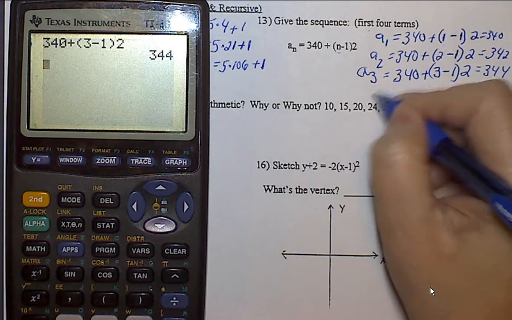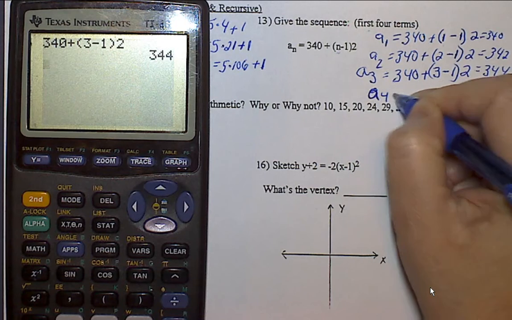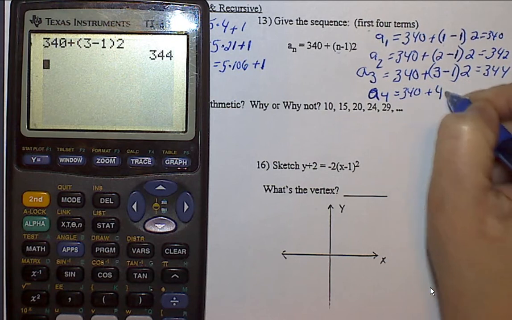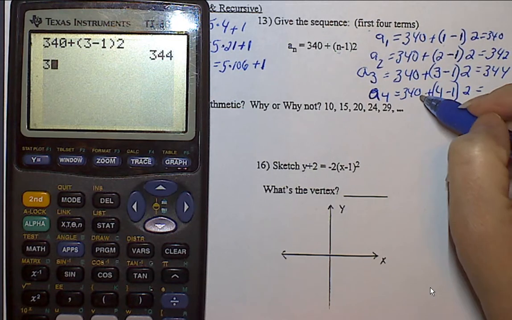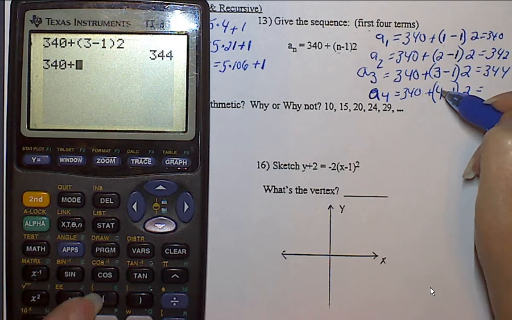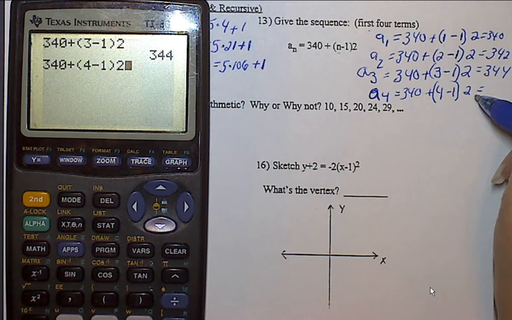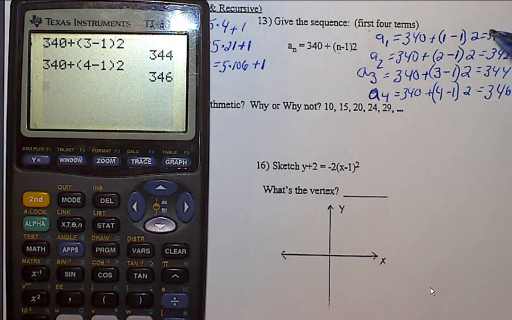And the last term that it asks for, a sub 4, is equal to 340 plus the 4 minus 1 times 2. So we have 340 plus, in parentheses, 4 minus 1, times 2. And that equals 346. So my first term was 340, my second term is 342, my third term is 344, my fourth term is 346.